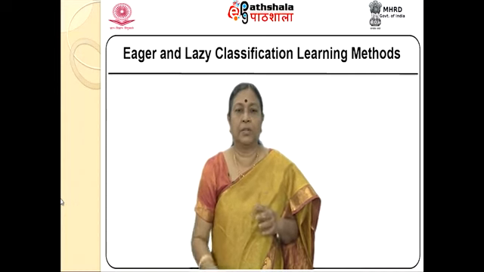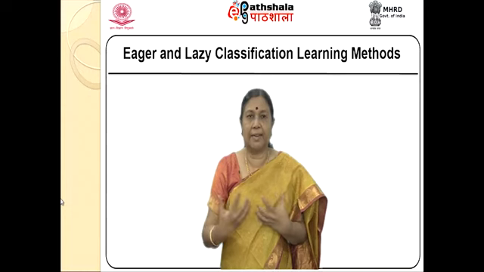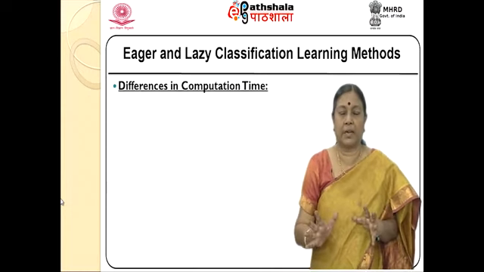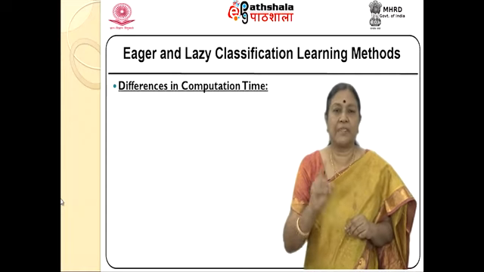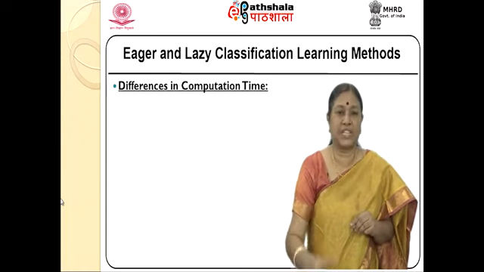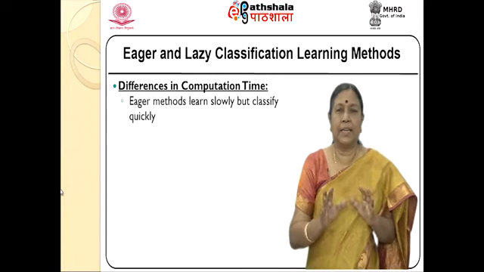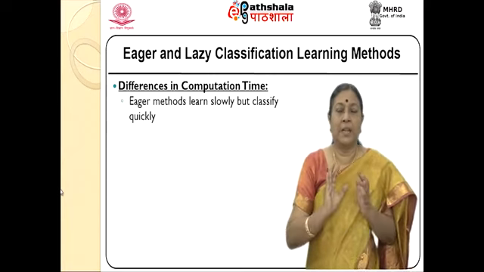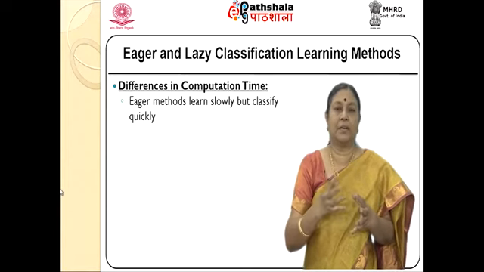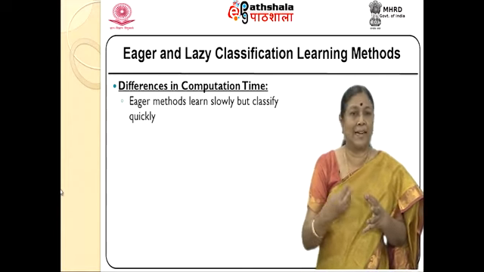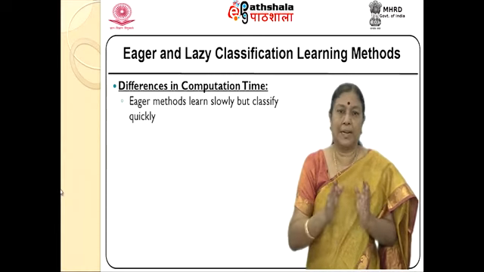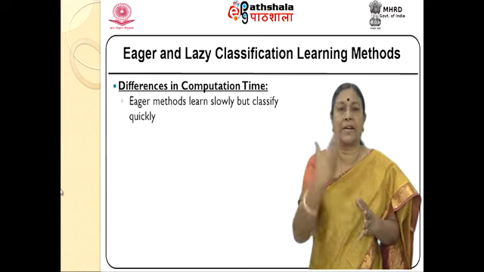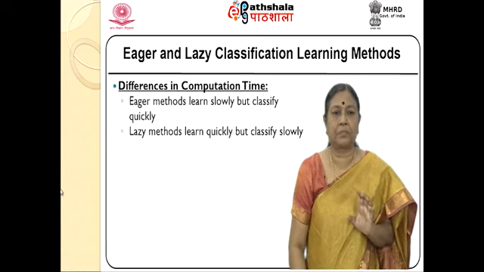Okay. So, again let us look at eager and lazy classification methods. What are the differences between these two methods? The first one is the difference in computation time. If you look at this, eager methods will learn more slowly, but will classify quickly, obviously, because for learning it has to build a generalization model. So, that is why it will take more time, but then because you have a model, when you give the test instances, it will classify them faster.